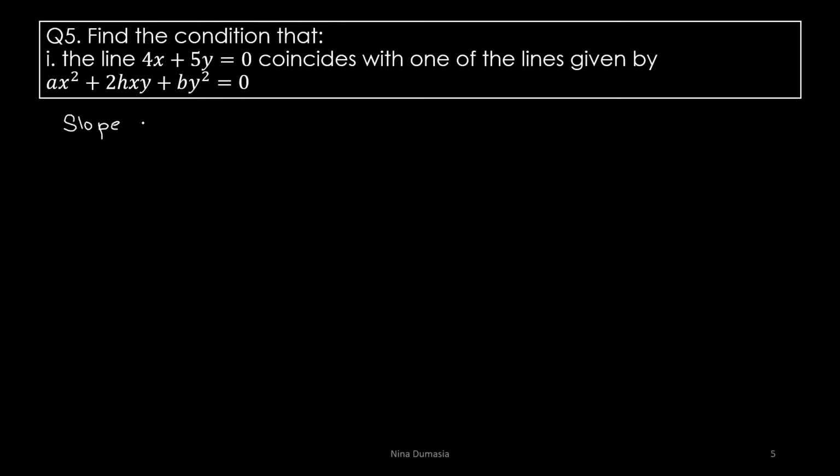Slope of 4x + 5y = 0: तो 5y को एक साइड पे रखते हैं and we take 4x to the other side, तो वो −4x हो जाता है, and therefore we get y = −(4/5)x. So therefore m = −4/5. Okay, this is going to satisfy the auxiliary equation.